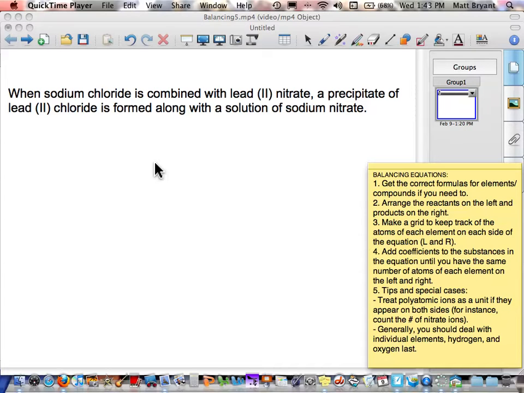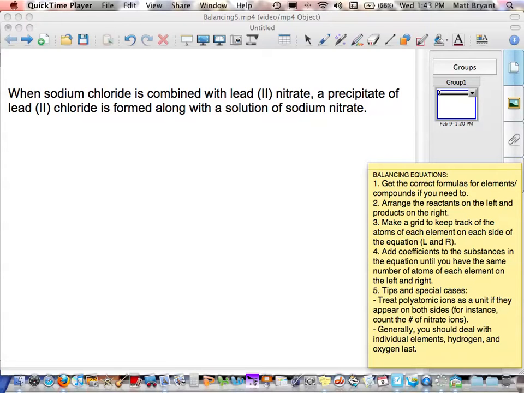Alrighty, so we have reached the end of our talk about balancing equations, and this is the final podcast in our series. And this is another example of a word equation. I figured another example would be good for us. And this one is a little more complicated.